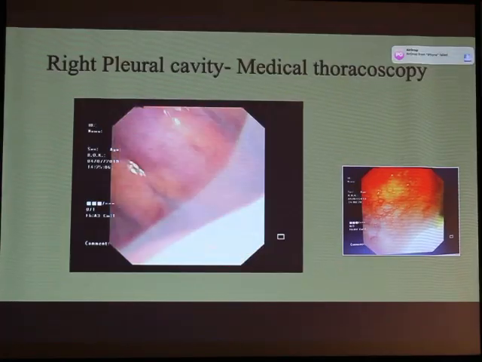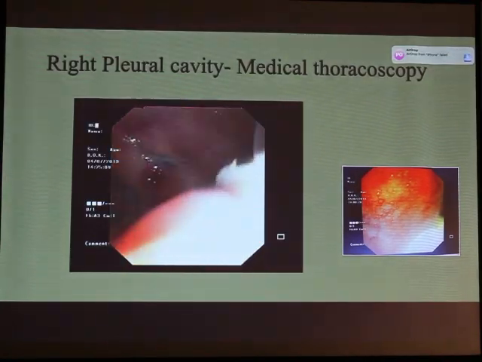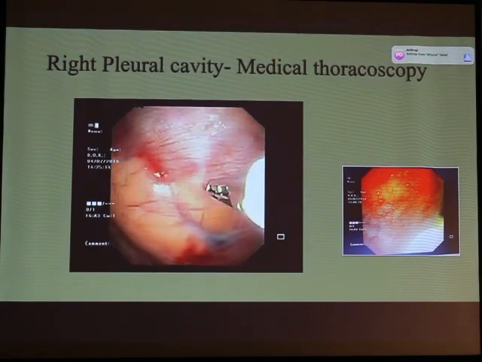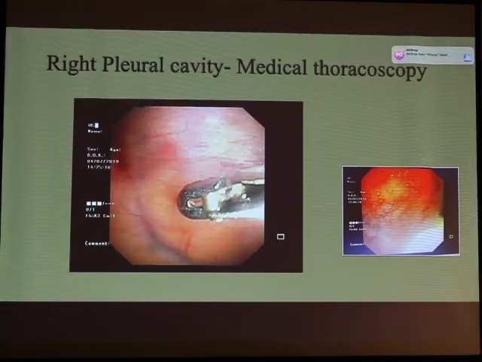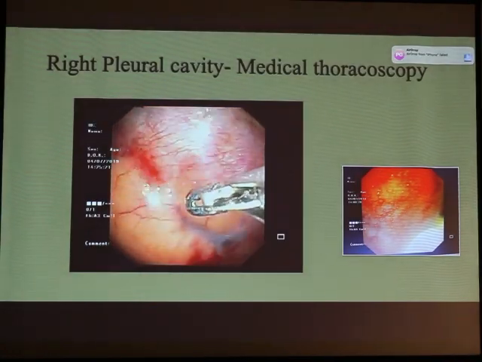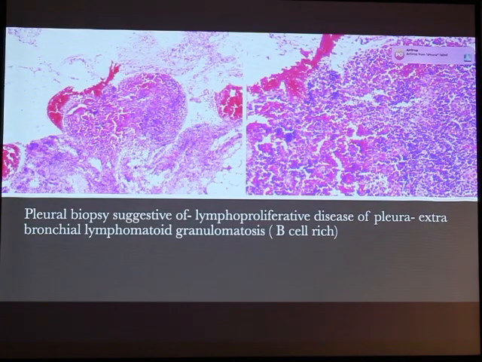So these were the lesions. We took biopsies from them under vision. So gone are the era of blind pleural biopsies. Now we do it under vision. These are the sago-like lesions. And this is what we found. Pleural biopsy suggestive of lymphoproliferative disease of pleura, extranodal lymphomatoid granulomatosis, which is B cell rich. It is a rare disease, a rare lymphoproliferative disorder.